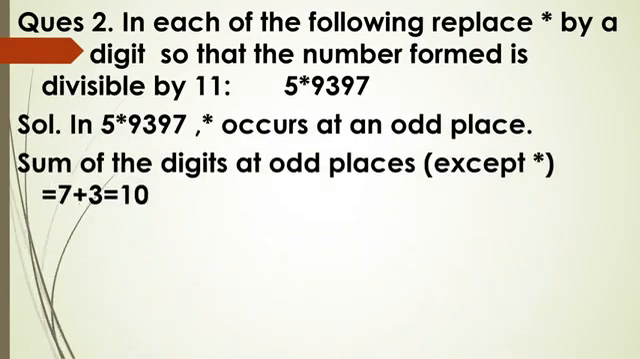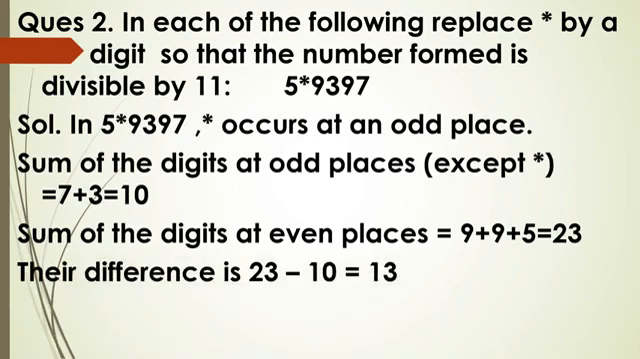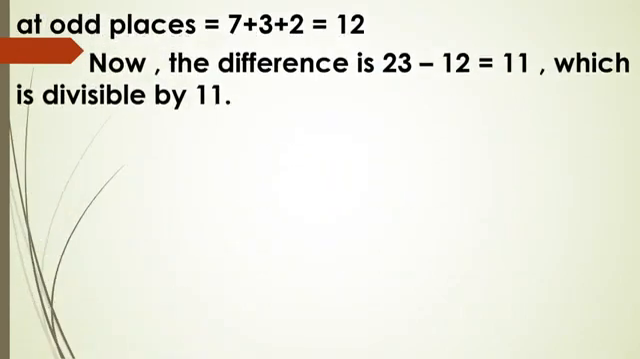Find out their difference: 13. 13 is not divisible by 11. So what do we have to do? We have to replace the odd place digit by 2, because then the odd place digit sum is 10. If in place of star we write 2, we have to add 2 also to 10, and it will become 12. And when we subtract 12 from 23, we will get 11.